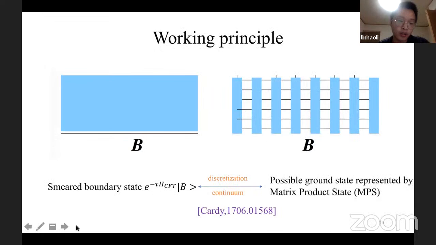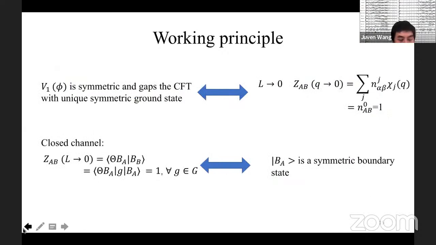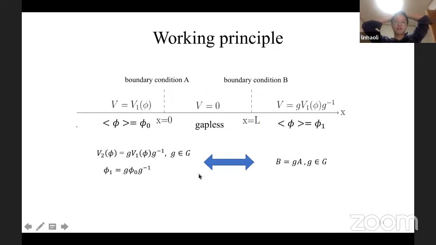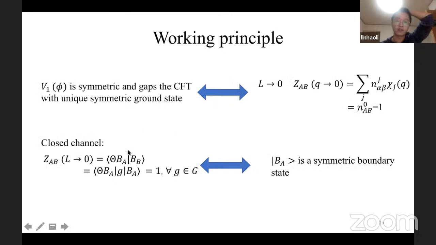So first, maybe let me start from this. We consider a space-dependent interaction, in the region x smaller than zero and x larger than L. So the interactions are related by the symmetry transformation G, and thus the boundary conditions should also be related by the same transformation. And now we assume V1 is the symmetrical mass generation, if the CFT is anomaly free. Then the partition function of the boundary conformal field theory is just one. And then in the closed channel, this fact will imply the boundary state B_A is a symmetrical boundary state.